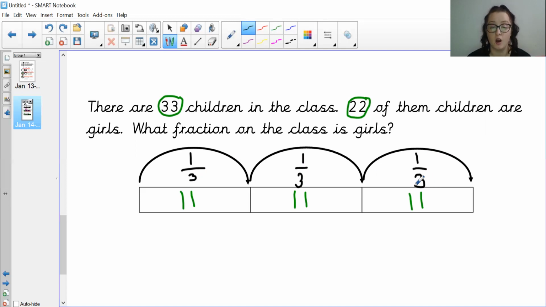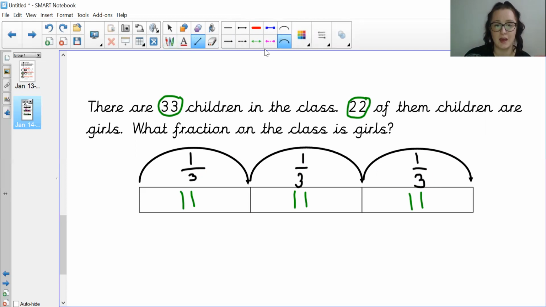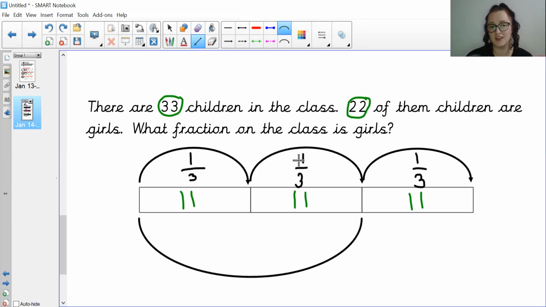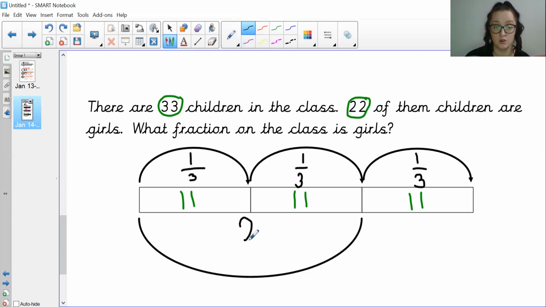Now, the next part of the question, it says 22 of the children are girls. What fraction of the class is girls? Now we know that 11 add 11 is 22. So we are now looking at this bit here, aren't we? So that is 22. So how much of the fraction is girls there? Now we've got 1/3 here, and we've got another third here. 1/3 add 1/3 equals what? It equals 2/3. So 2/3 of the class is girls.